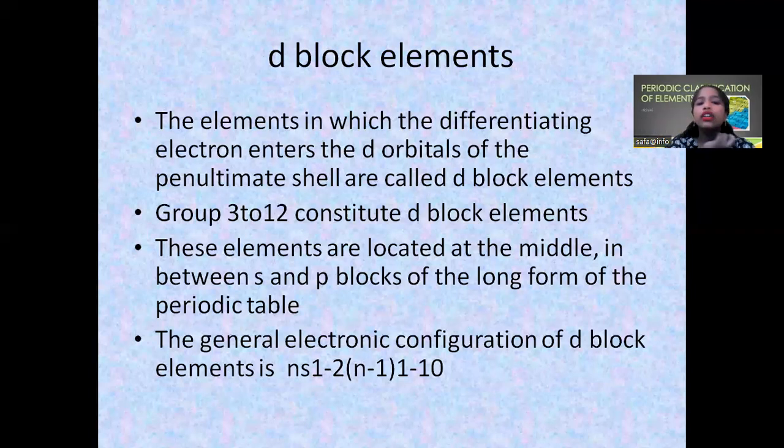Now group 3 to 12 are called the d block elements, and these elements are located in the middle, means s block is located at the left, p block is located at the right of the periodic table, and d block is located between the s and p. Means in the middle it is located. So guess where the f block will be located? It is located at the bottom of the s, p, d. The general electronic configuration is ns1 to 2, (n-1)d1 to 10.